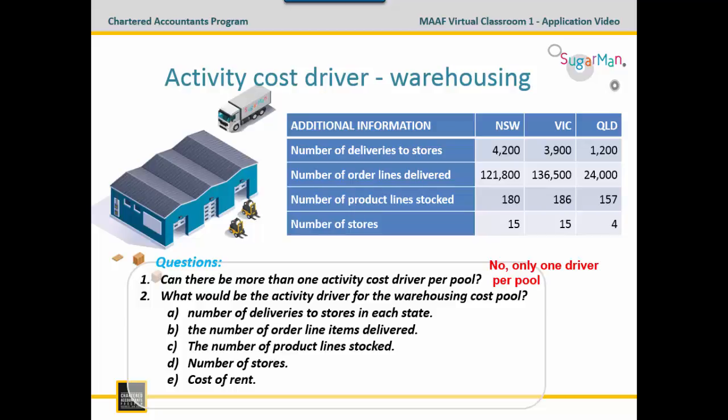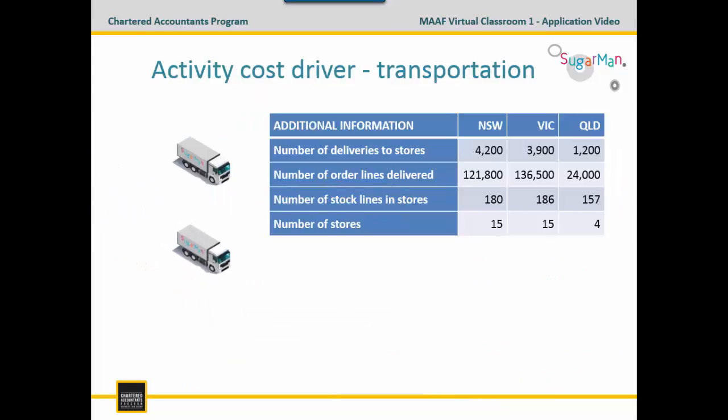It would be due to the number of product lines stored. More product lines would mean that Sugarman would need more storage space and more staff to handle the products. Therefore, the activity cost driver in the warehousing cost pool would be the number of product lines stocked in the warehouse. Now let's think about the transportation cost pool and its driver.